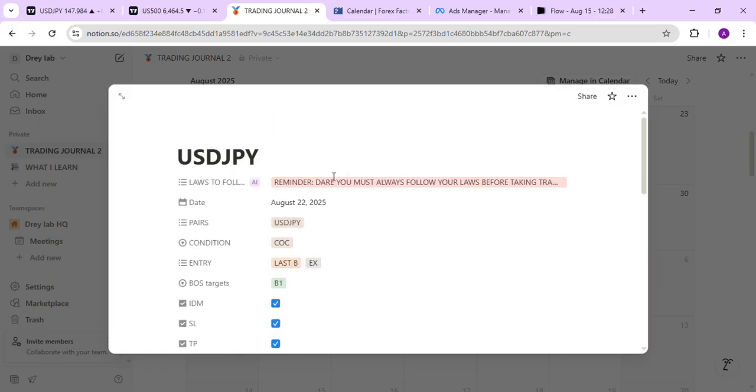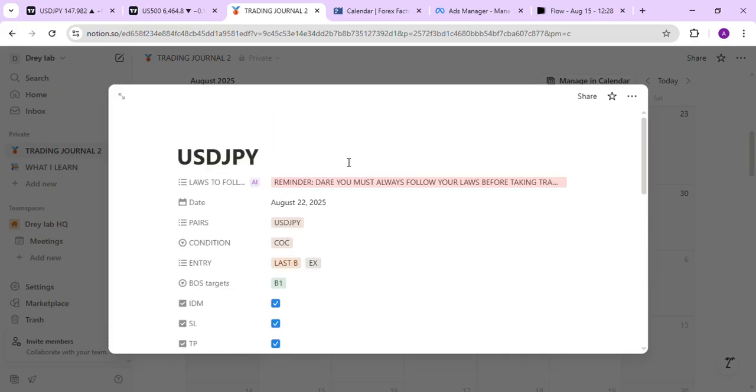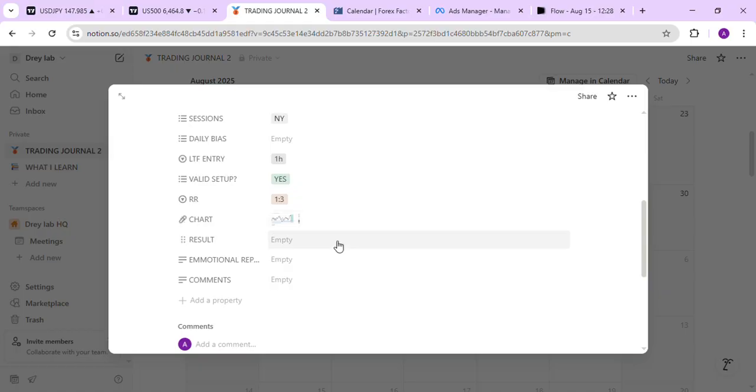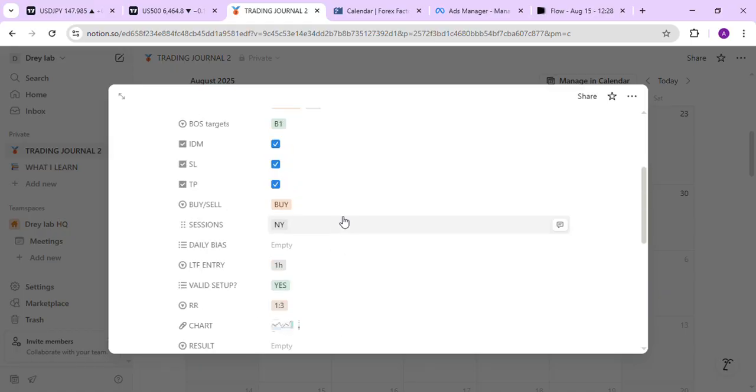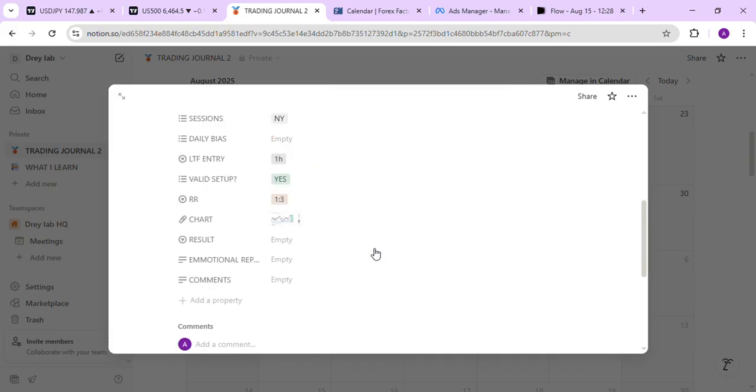So this is exactly how I journal my trade, and you can see it's well detailed. This will guide you from just jumping into entering trades without having a guideline. These are my rules, and I have to fill in everything before I execute the trade. So that's it for this guy.